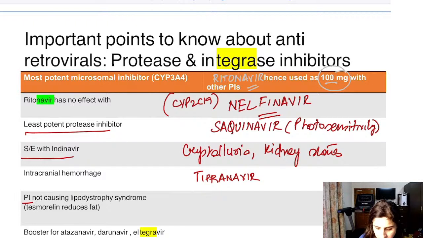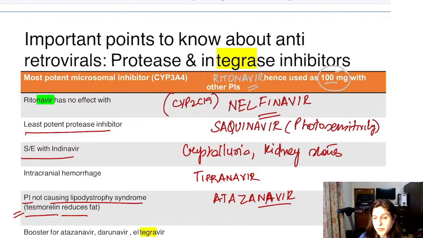Which protease inhibitor doesn't cause lipodystrophy syndrome? All of them are usually associated with lipodystrophy syndrome because they're all metabolized in the liver and they can cause lipodystrophy syndrome. But which PI has the minimal risk of causing lipodystrophy syndrome? This is atazanavir. And tesamorelin can be used in these cases because it reduces the fat content. So tesamorelin is used. Very good. Yes, Kishore, atazanavir.